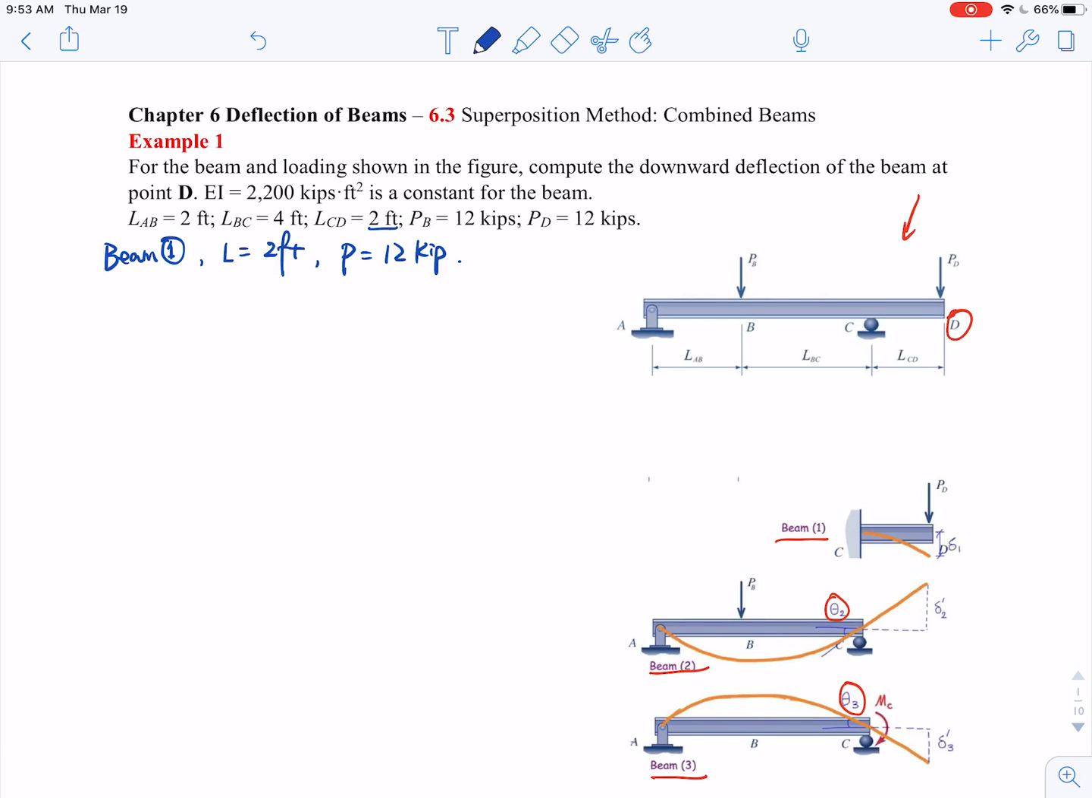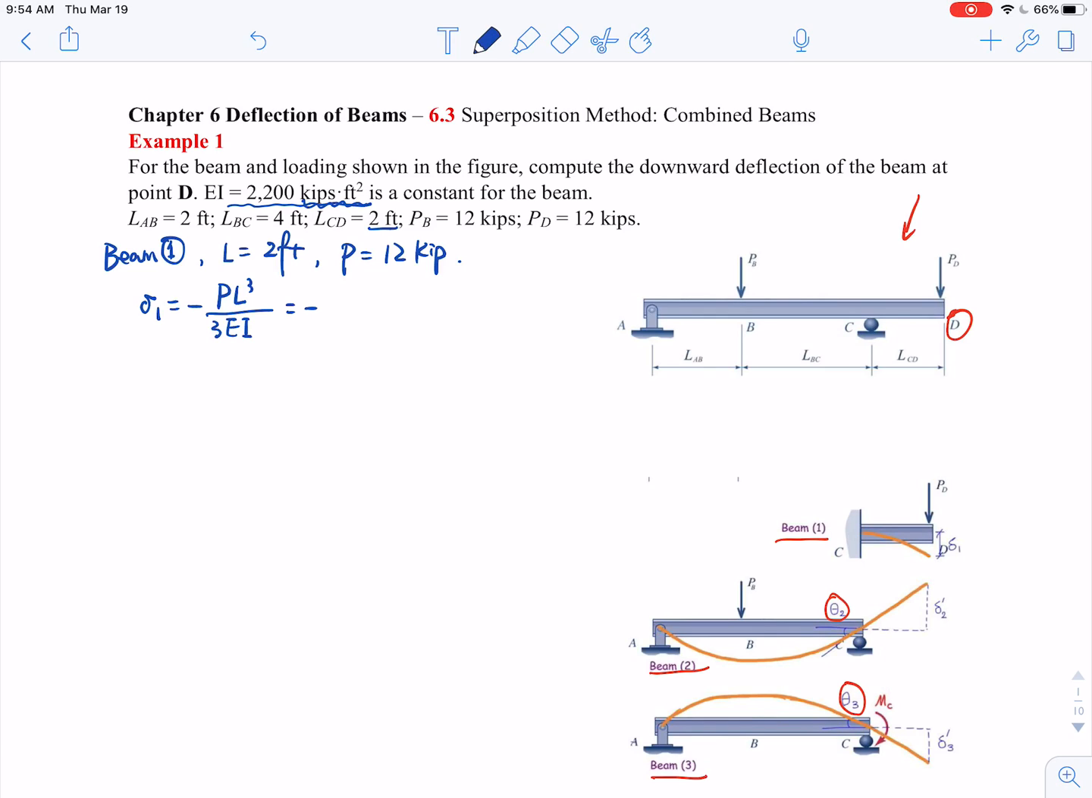In this example, since EI is given with a unit of kips square foot, it's not necessary to convert everything into inch. We just keep using foot, it's okay. So from equation 20, our delta 1, the first component, equals negative P L cube over 3 EI.